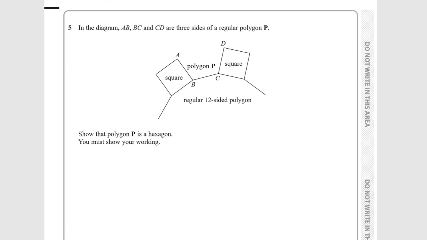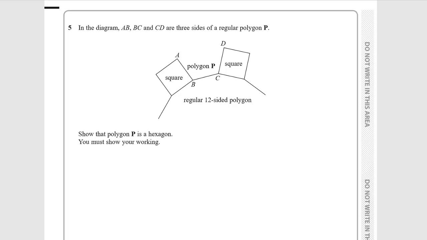Question 5. In a diagram, AB, BC, and CD are 3 sides of a polygon. So AB, BC, and CD are sides of a regular polygon, P. Show that the polygon is a hexagon. You must show your working out.